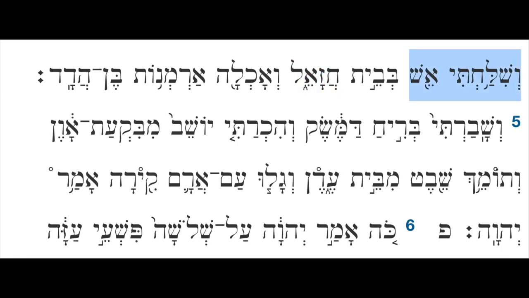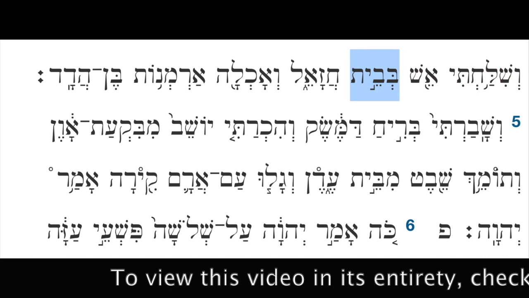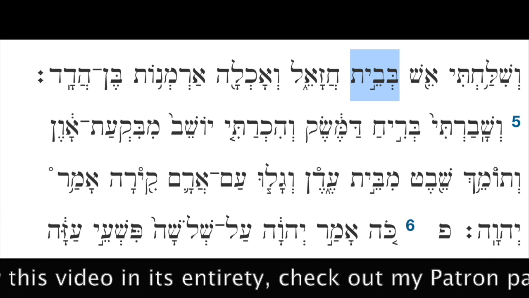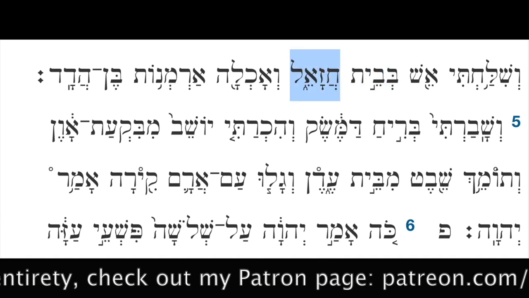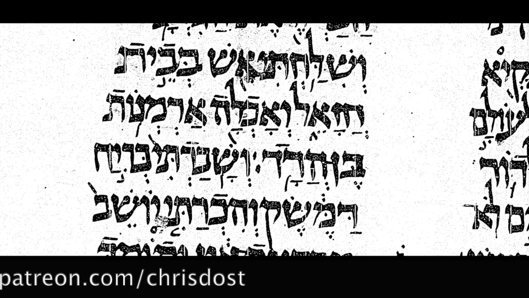So V'shilachti has the conjunctive accent mercha, and that is followed by the disjunctive accent tifcha. Bevet follows with the conjunctive accent munach. And then, of course, we get the atnach on Chazael. All right, let's have a look at the Masoretic manuscripts now.